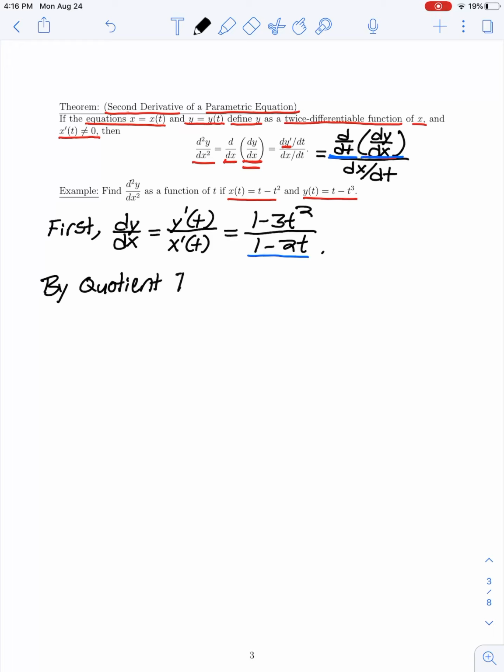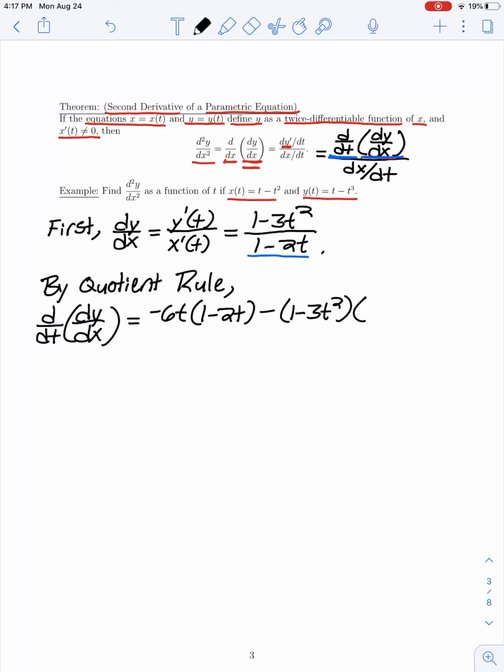So I'll say by the quotient rule, if we want to differentiate the first derivative, dy/dx, with respect to t, we first take the derivative of our numerator, which is negative 6t, times the denominator, 1 minus 2t. And then we subtract the product of our numerator, 1 minus 3t squared, with the derivative of the denominator, which would be negative 2. And then the entire expression is divided by the denominator squared.